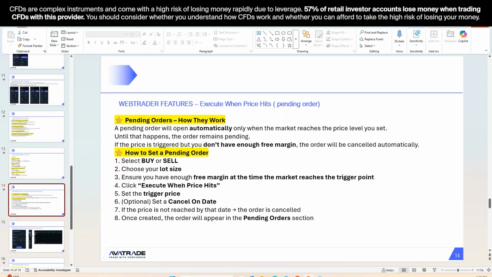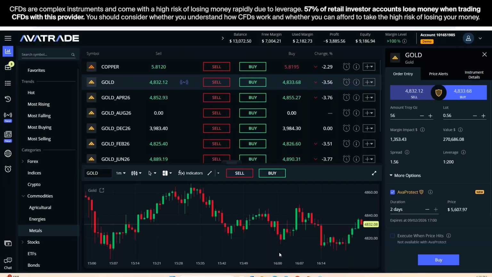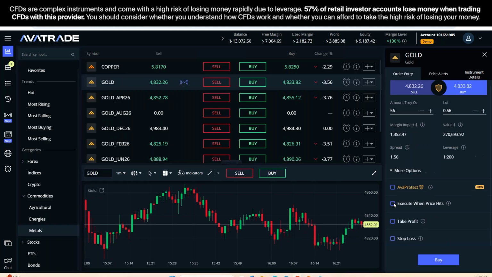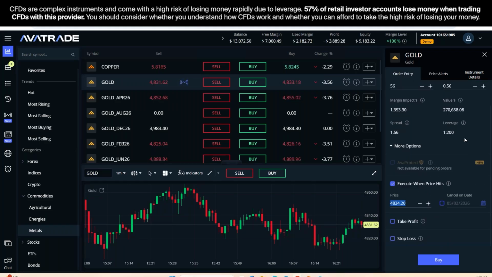We cover pending order also in our previous webinar. Pending order is when you open a position based on different values, and the position will be opened when the market reaches the value that you set. We'll give you a short example of how a pending order will look. So we click on execute when price hits, and we tell the system, okay, please open my order when the price of gold reaches, let's say, 5,000. And then if the price of gold reaches 5,000, the system will open the position automatically.